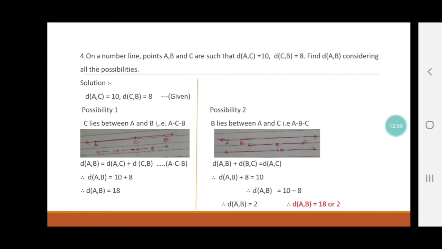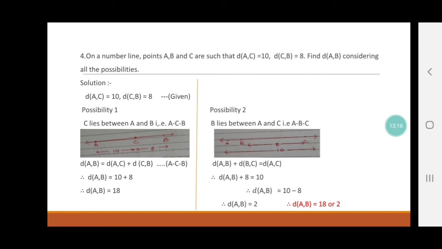Okay, distance AC is 10, distance CB is 8. So C lies between A and B. So here AB will be equal to what? It will be equal to distance AC plus distance CB. So distance AB will be 10 plus 8, that is equal to 18. So one of the values is 18.